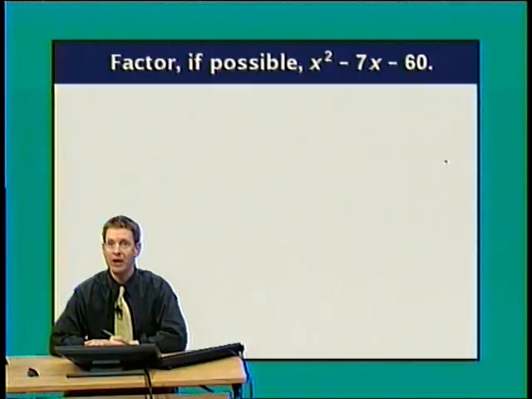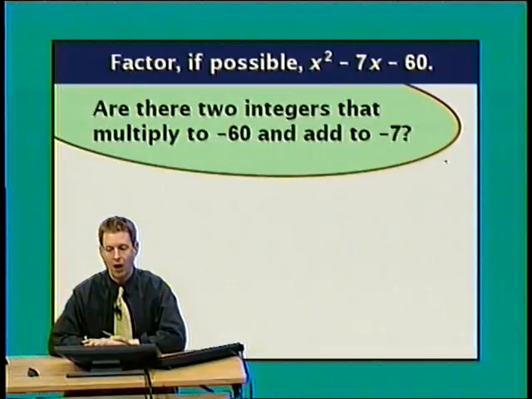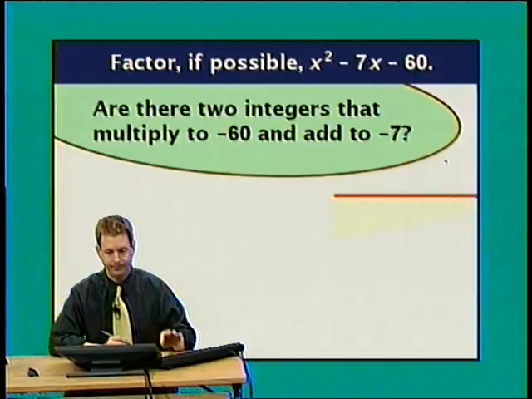The constant is really negative 60, which means that I'm looking for two numbers that multiply to negative 60, which means the two numbers are going to have opposite signs. And that gives me a whole lot bigger chance of coming up with a sum of negative 7. So let's work through this. Are there two integers that multiply to negative 60 and add to negative 7?